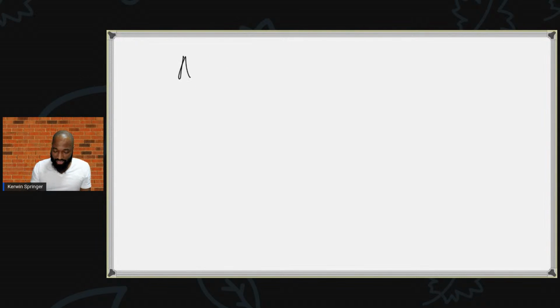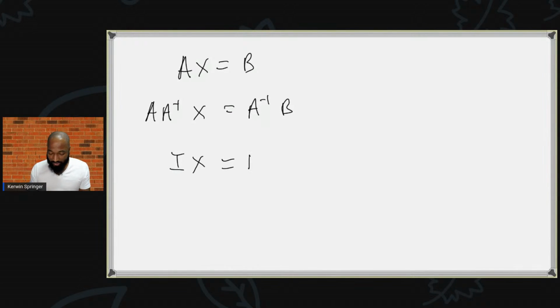It's like you have A times X is equal to B. So therefore, A inverse times A, or sometimes they have Y, but let's put B, not to confuse it. A inverse times AX is equal to A inverse B. This is something that I tell my students to memorize: X is equal to A inverse times B.